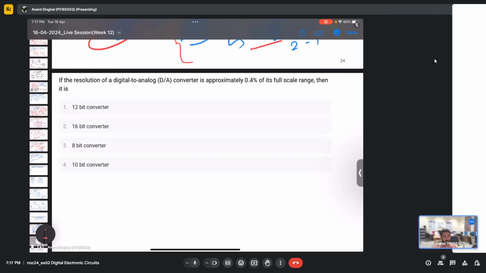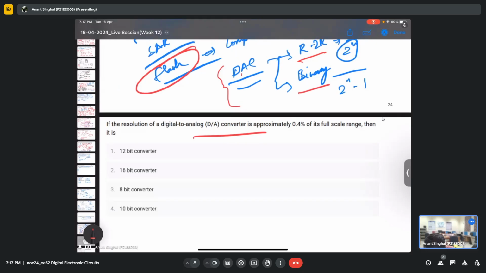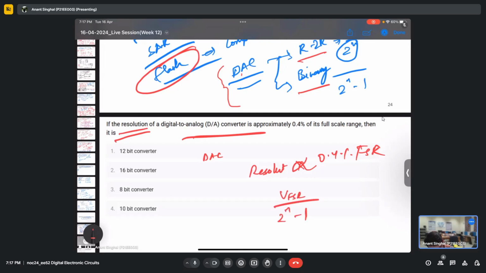Again, I was telling you about some of the important problems from the previous weeks. In week 11 only, we covered this DAC problem, in which the resolution is some percent of full scale voltage, and we know the full scale voltage is nothing but VFSR by 2 raised to n minus 1. So this is nothing but resolution. We can equate them and find the number of bits here.